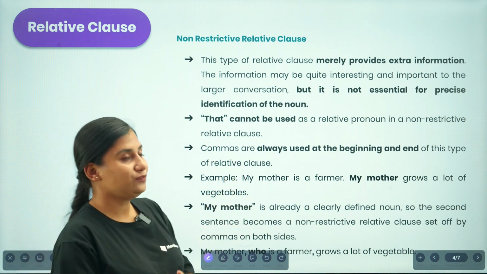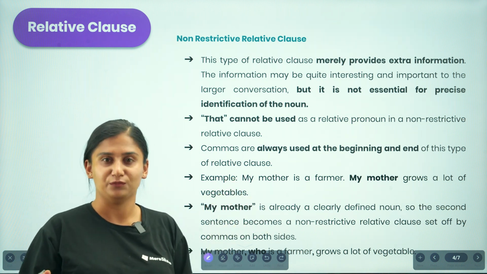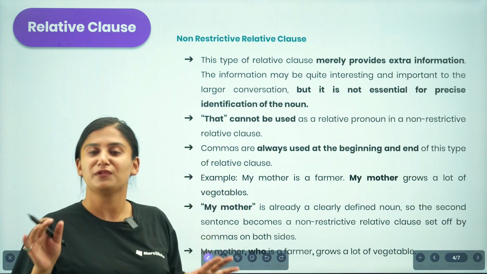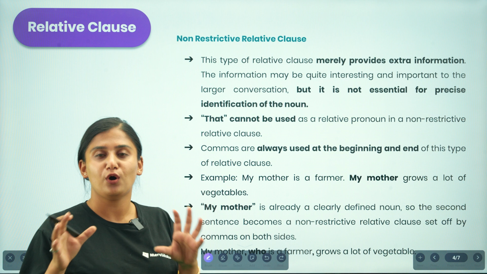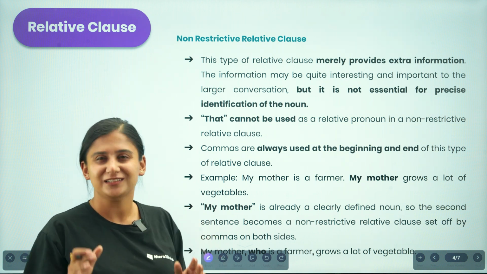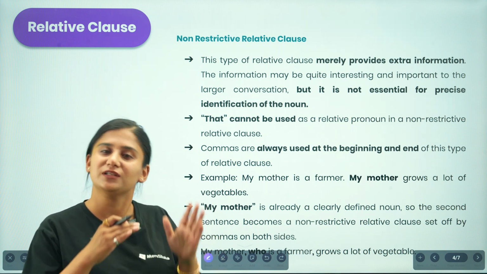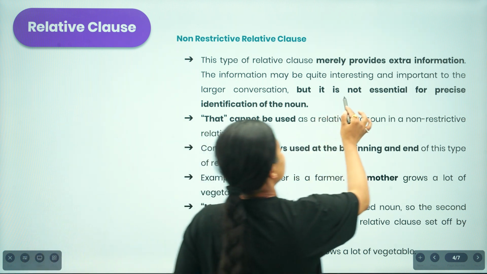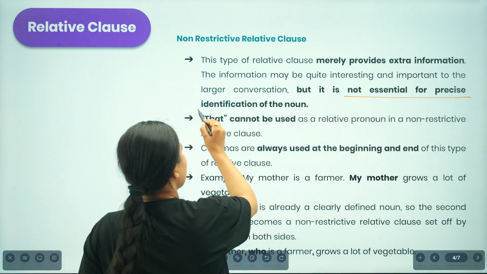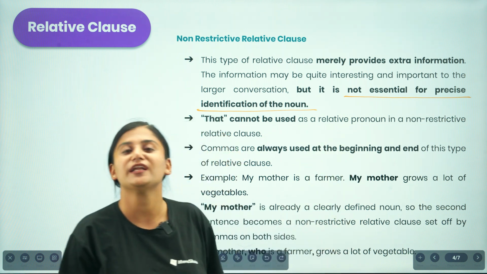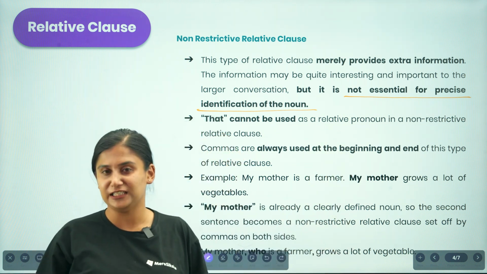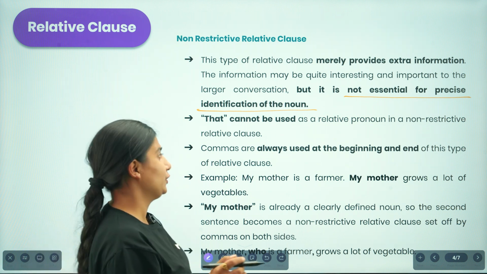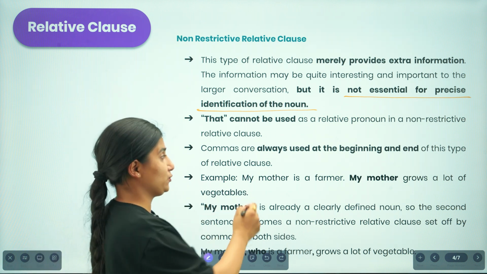This type of relative clause merely provides extra information. It also provides information that can be important in order to know more about the noun, but the sentence is complete even though this particular information is not presented in the sentence. The information is not essential for the precise identification of the noun. We can identify a noun in a sentence, but the information might not be essential for us to make the sentence much clearer.